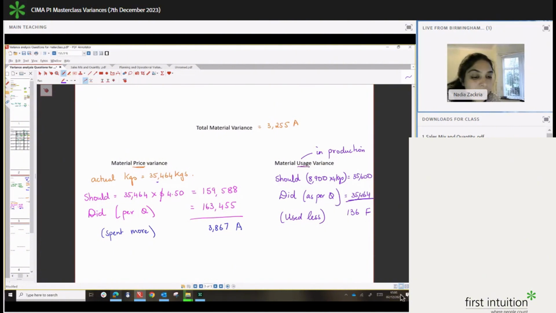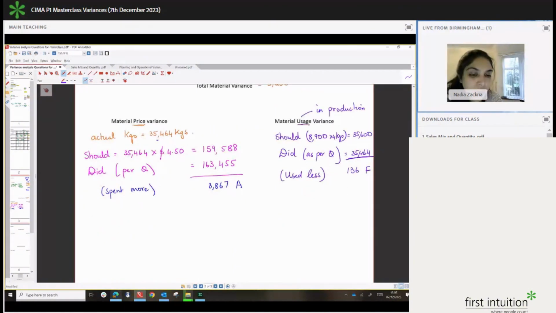But again, that is variance in kgs, no good to us. So we're going to multiply that by our standard cost. And here we know our standard cost is $4.50. So here, multiply that by $4.50. Right? And that gives you your variance in dollars of 612. And that's how you work through your basic variances.